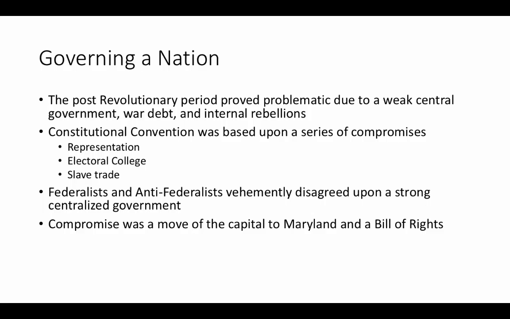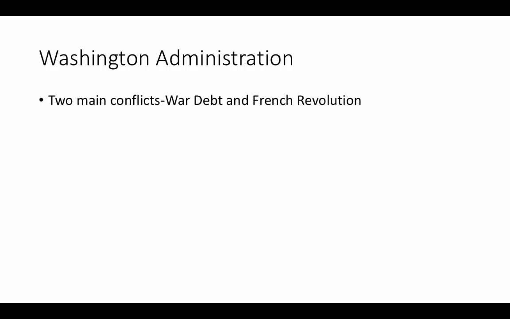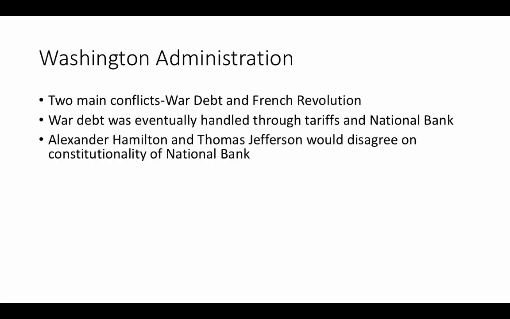to protect states' rights. But the real balancing act from here on out would be how do we balance between states' rights and central government power? And that brings up the Washington administration and its foreign policy agenda. So the two main conflicts that kids need to know about are the war debt and the French Revolution. The war debt was eventually handled through Alexander Hamilton, through tariffs and the National Bank.